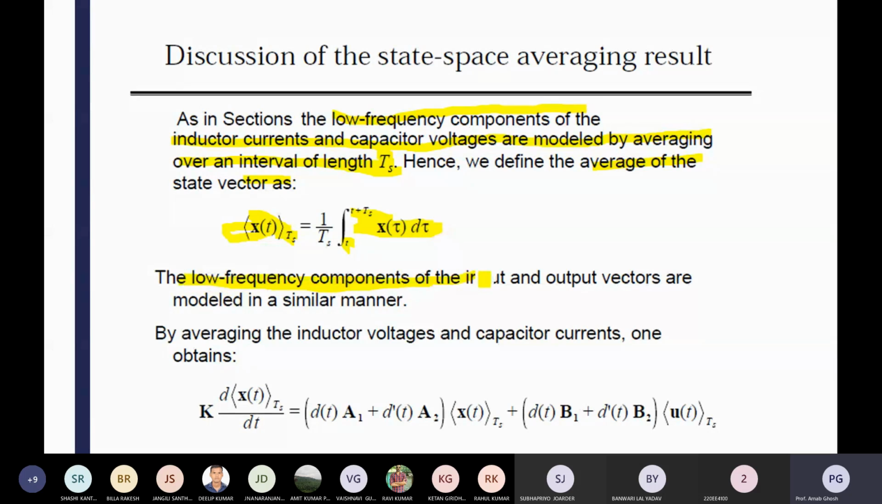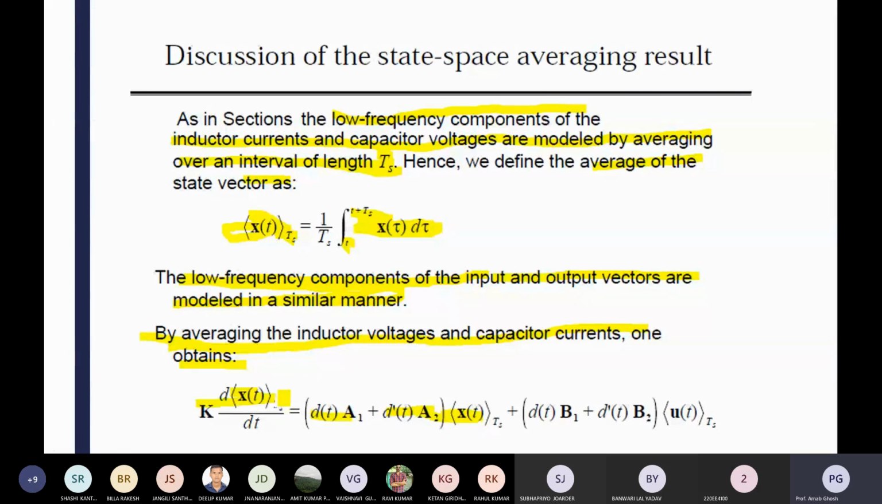The low frequency components of the input and output vectors are modeled in a similar manner. You can model the input and output vectors by averaging the inductor voltage and the capacitor current. So you have the average values of inductor voltage and capacitor current. That portion is already discussed, so I am not recalculating the same thing. In my previous lecture it is already given how we get d(t) into A1 and d dash(t) A2, and you are making it average now.